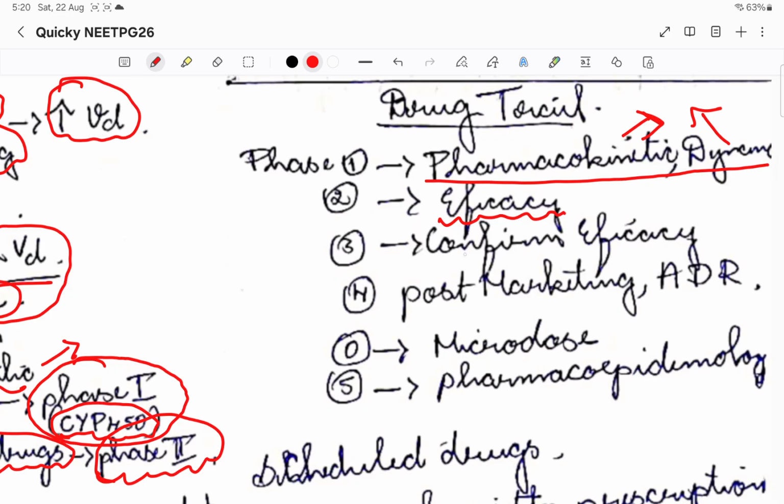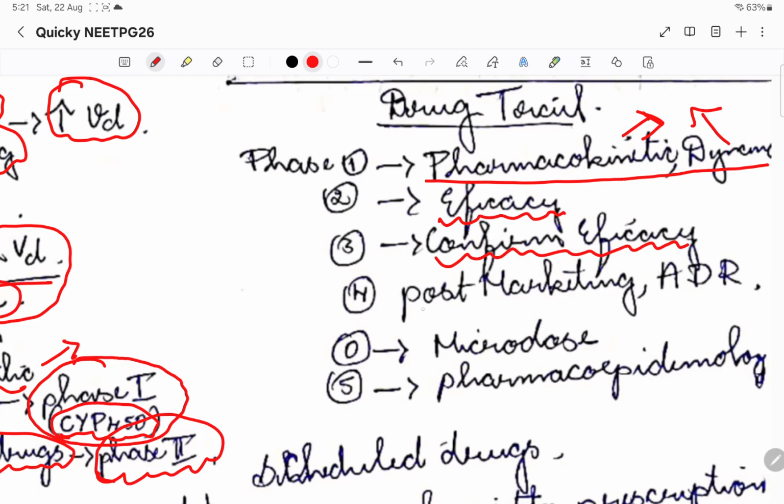In phase 3, they will confirm that particular efficacy, the maximum effect the drug can produce. Suppose one drug already exists in the market and produces a similar efficacy, then what is the need for that new drug? What is the need? Either it should be low cost or it should be more efficacious than the already existing drug. So this is what phase 3 will prove.